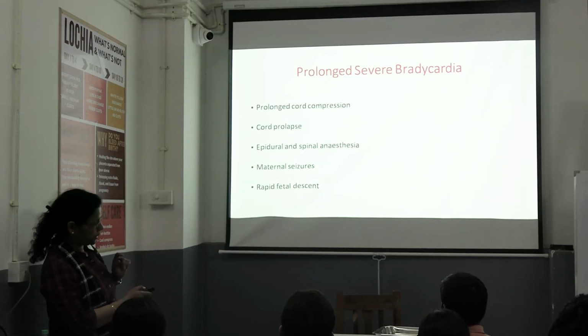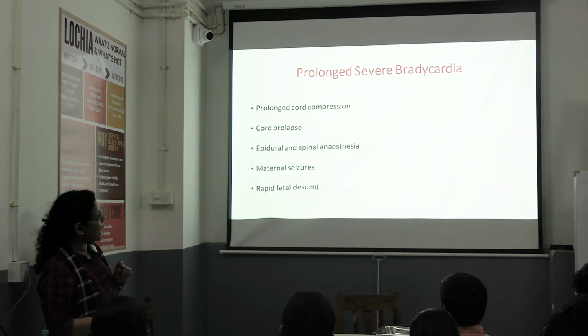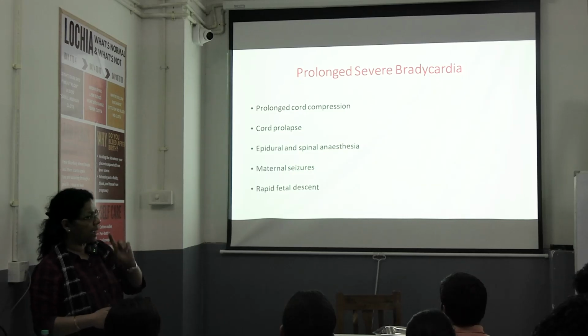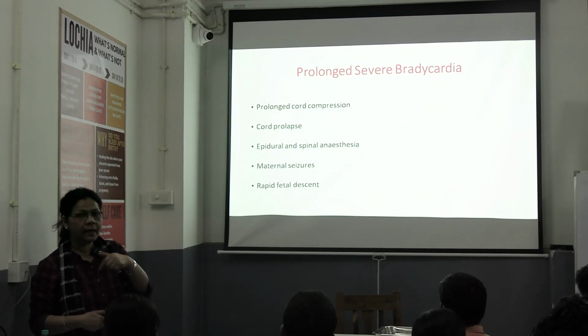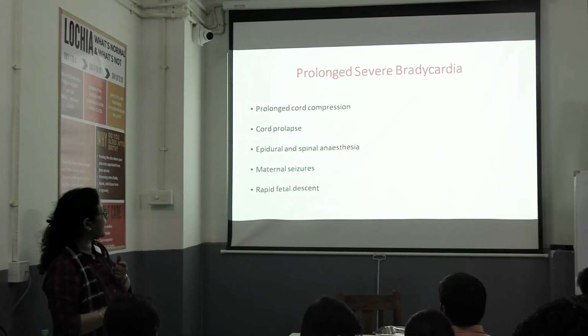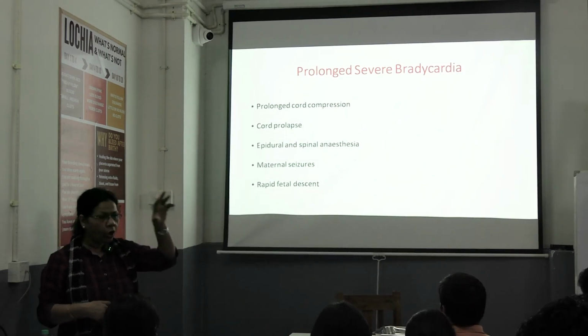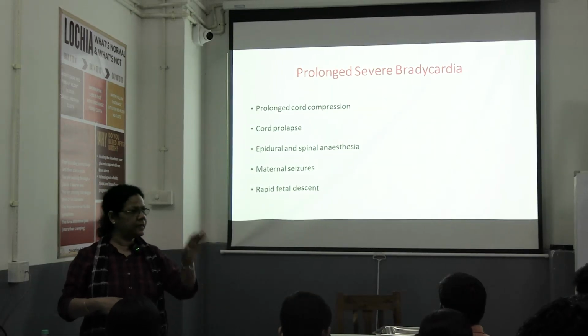Now, prolonged severe bradycardia. This can be due to cord compression, cord prolapse, or due to anesthesia, epidural or spinal, maternal seizures, that is maternal convulsions, that can cause severe bradycardia or rapid fetal descent. All these are features of fetal distress. The baby is in distress.